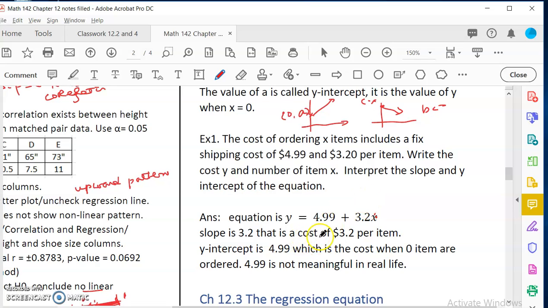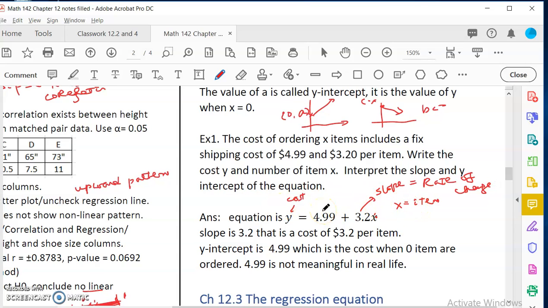Why? Because this is the total cost, and 3.2 is the cost per item. X is the number of items. So we call it the slope when it is multiplied by X, and it is also a rate of change. It is the change of y, how much cost per change of x, per item.